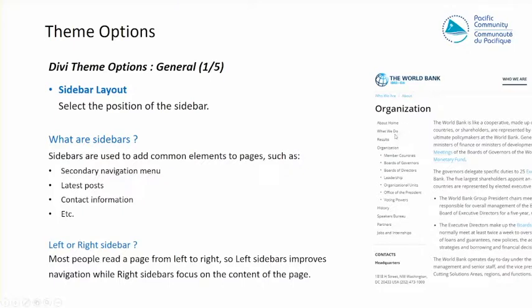Okay. This is basically a sidebar for a menu, maybe a secondary menu or something like that. And then on the side here we have a contact. So those are basically sidebars. And like I said, you have the option of moving it to left or right. Okay. So most people read a page from left to right. So left sidebars improve navigation while right sidebars focus on the content of the page.